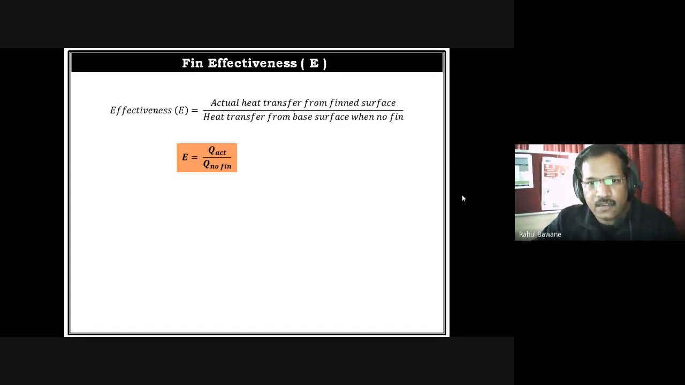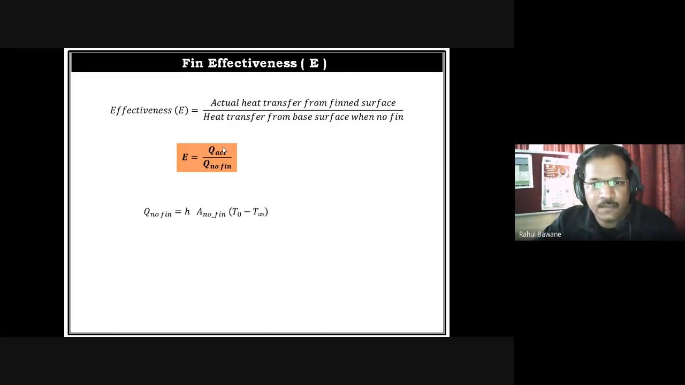And what is Q no fin? Q no fin means when there is no fins, so that means normal Newton's law of convection: h times area of base plate multiplied by T base minus T infinity. When there is no fins, we use the base plate as the heat transferring surface and accordingly calculate the rate of heat transfer. So h into area of that base plate multiplied by (T0 minus T infinity).